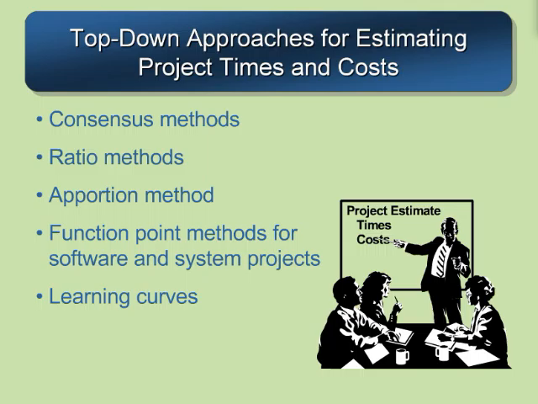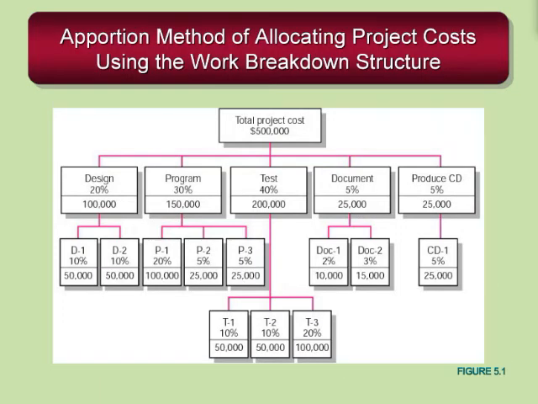But now let's move on to the apportion method and the function point method of estimating project times and costs. This is a good example of an apportionment method, and in this method we have a really good understanding of the project, and we have a good understanding of what the individual portions of the project take up. In this example, testing is 40% of the cost of the project, programming 30% of the cost, and so on down the line. And you can drill down to the lowest level of the work breakdown structure, which you're seeing here, and the portioned work comes up pretty straightforwardly.